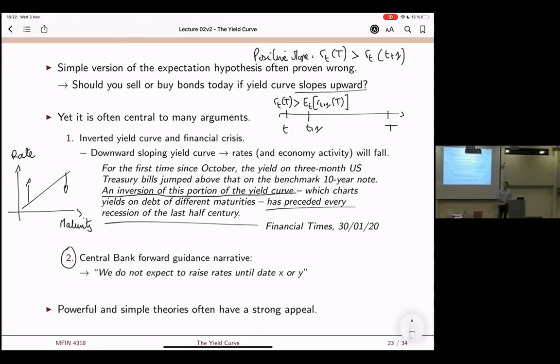Okay, so what is the way to explain this pattern through the lens of the expectation hypothesis that we just talked about? And here you can just think about the simple version.